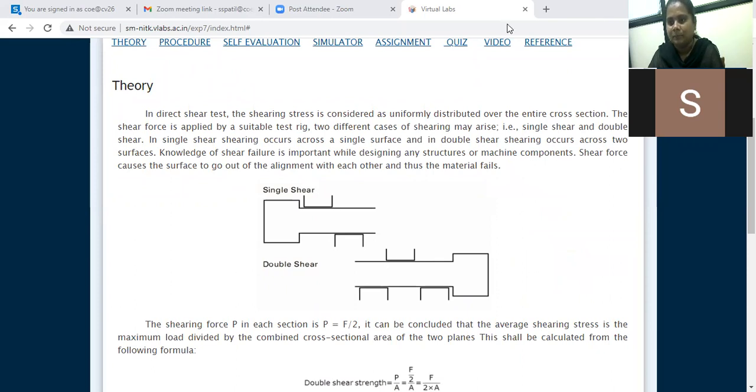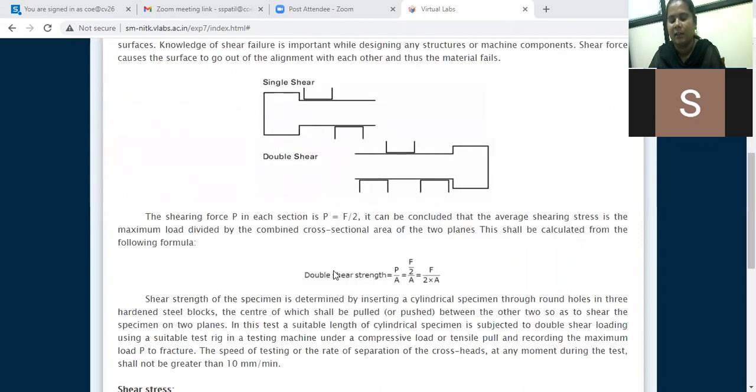Then the next point is to find out the direct double shear strength by using this equation. Already you know how to find stress, which is equal to force upon area, so force divided by area. But here two plates are connected, so our force is distributed in two parts, F by 2. When we resolve this equation, the double shear strength is equal to force upon 2 times area. So this is our equation for finding out double shear strength.